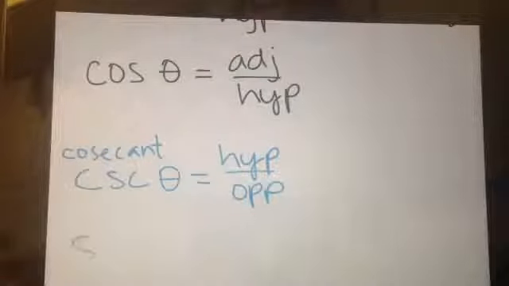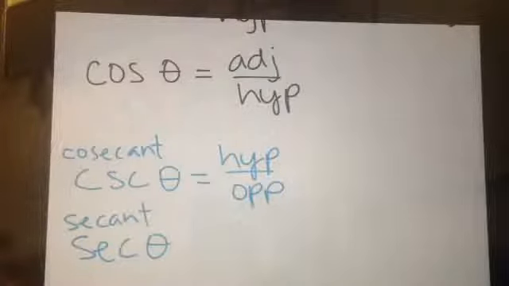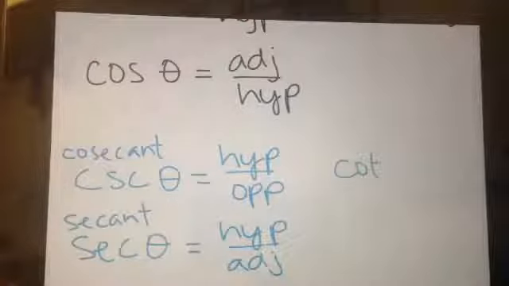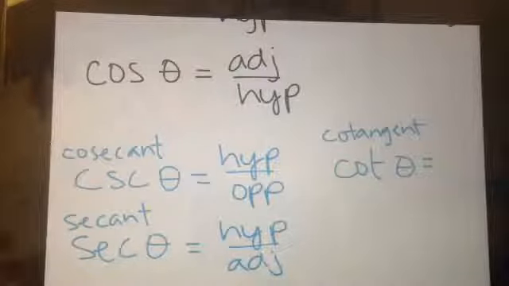Next, we'll look at secant. SEC is the way that we shorthand it, but if you wanted to write the whole word, it's secant, like that. That's the opposite of cos, so hypotenuse over adjacent. And then last, cotangent, sounds like tangent, so cotangent theta is the opposite of tangent, so it's adjacent over opposite.